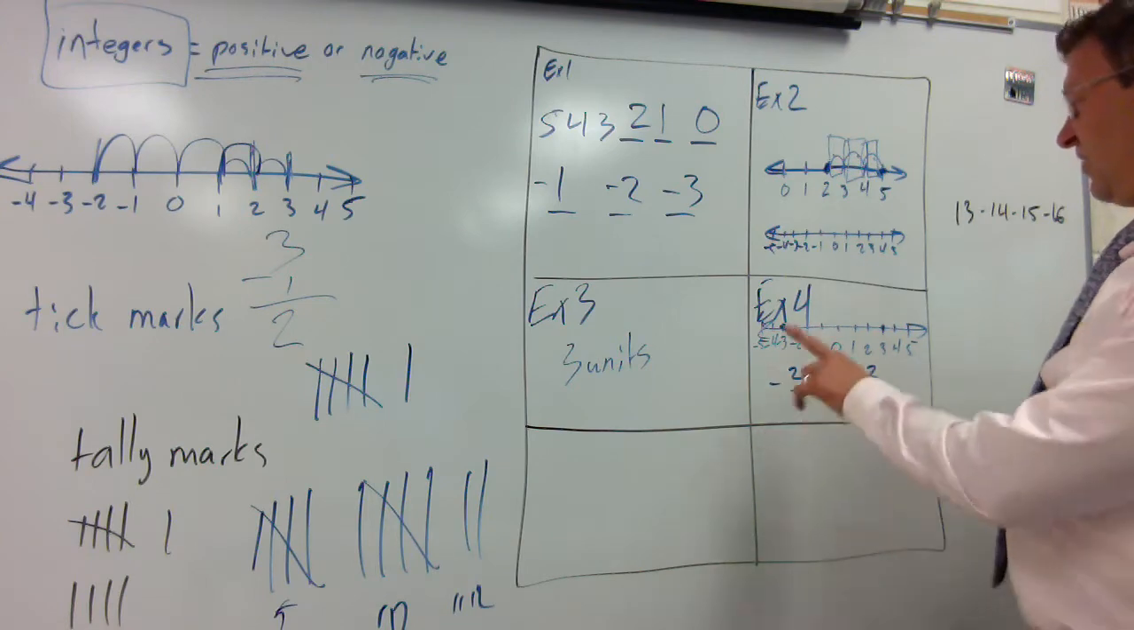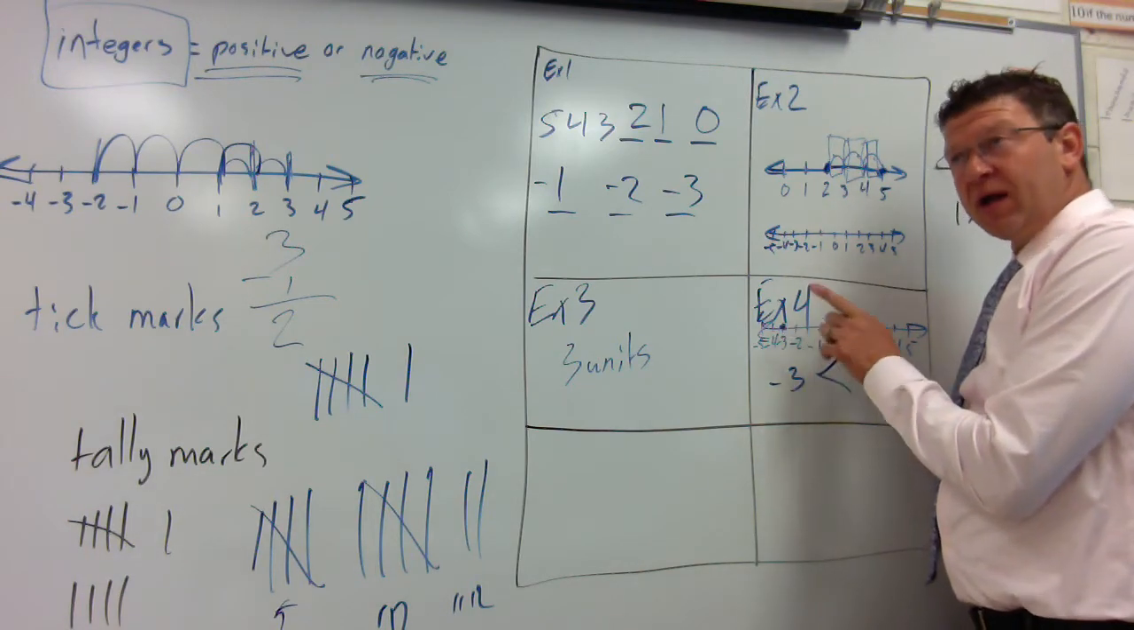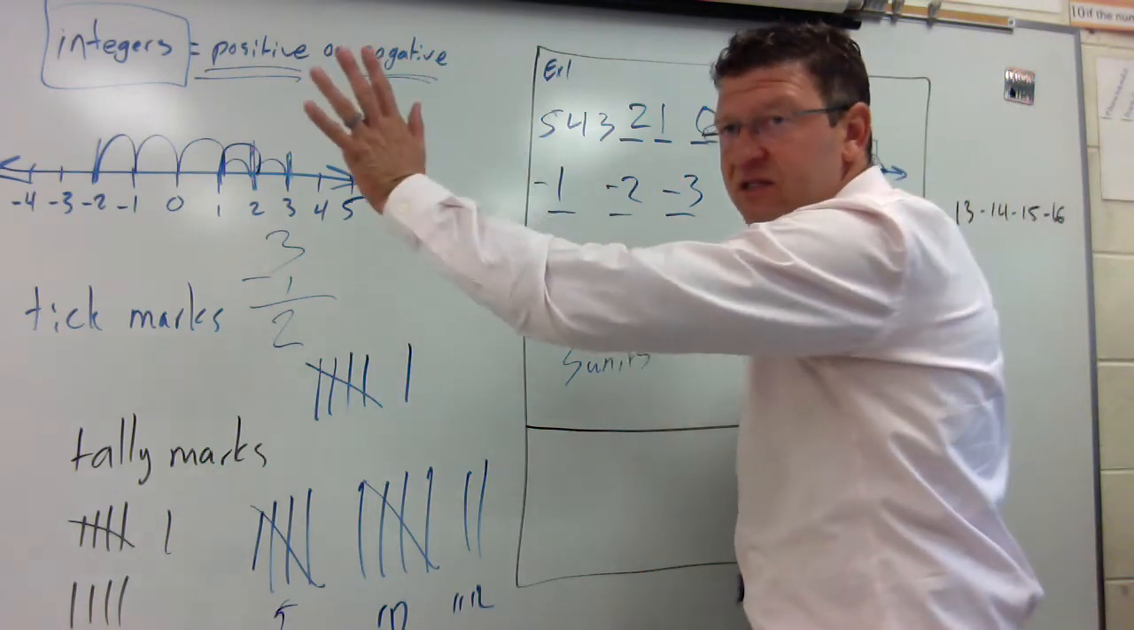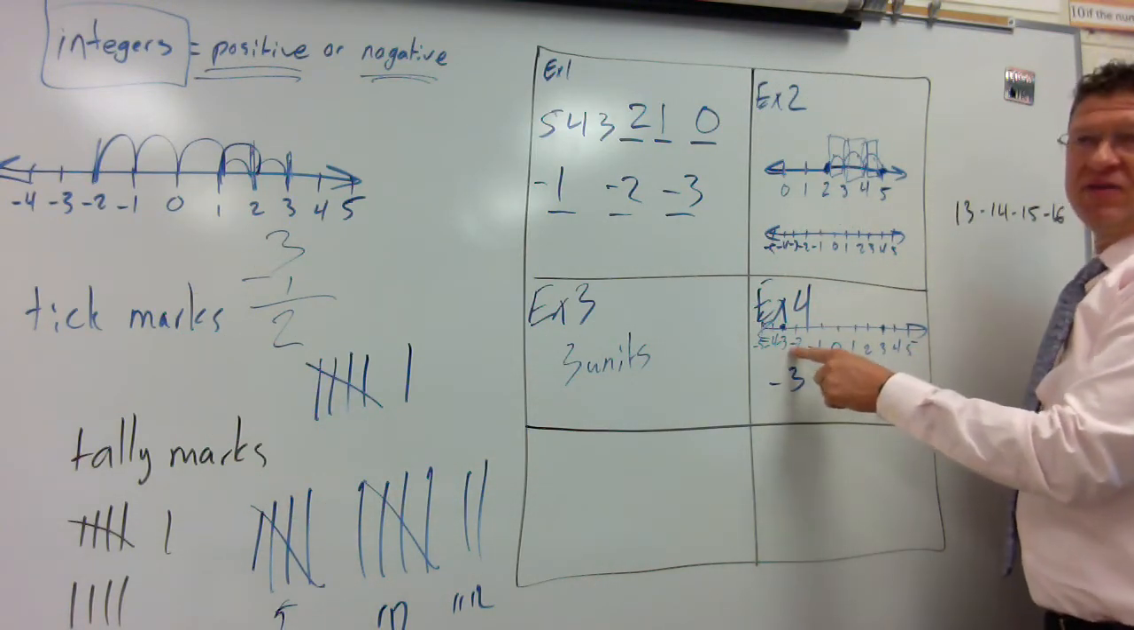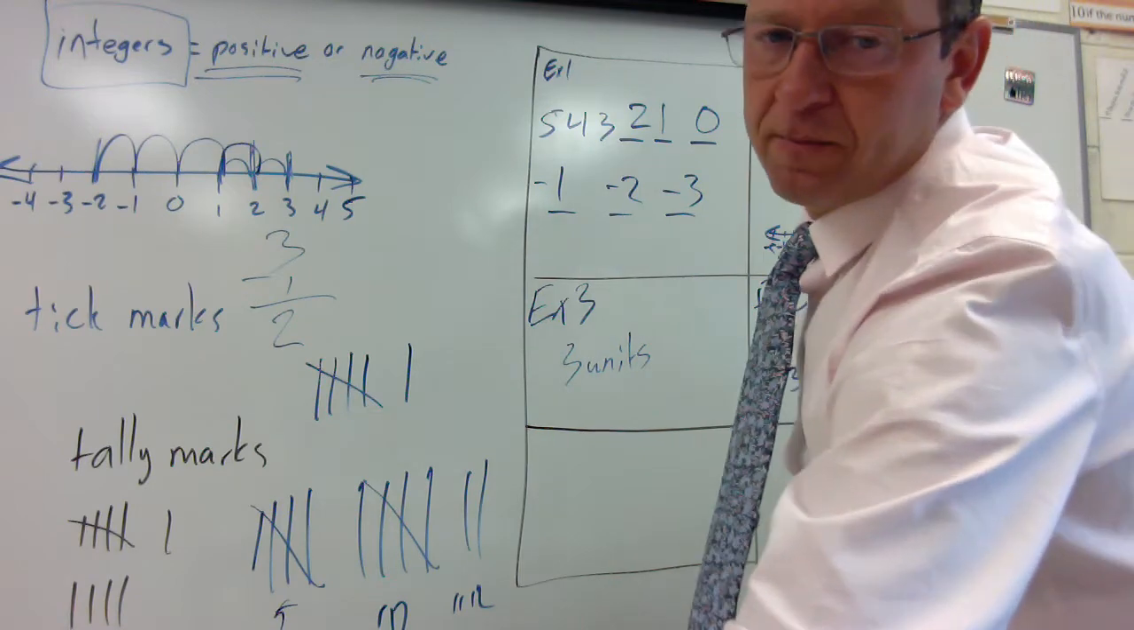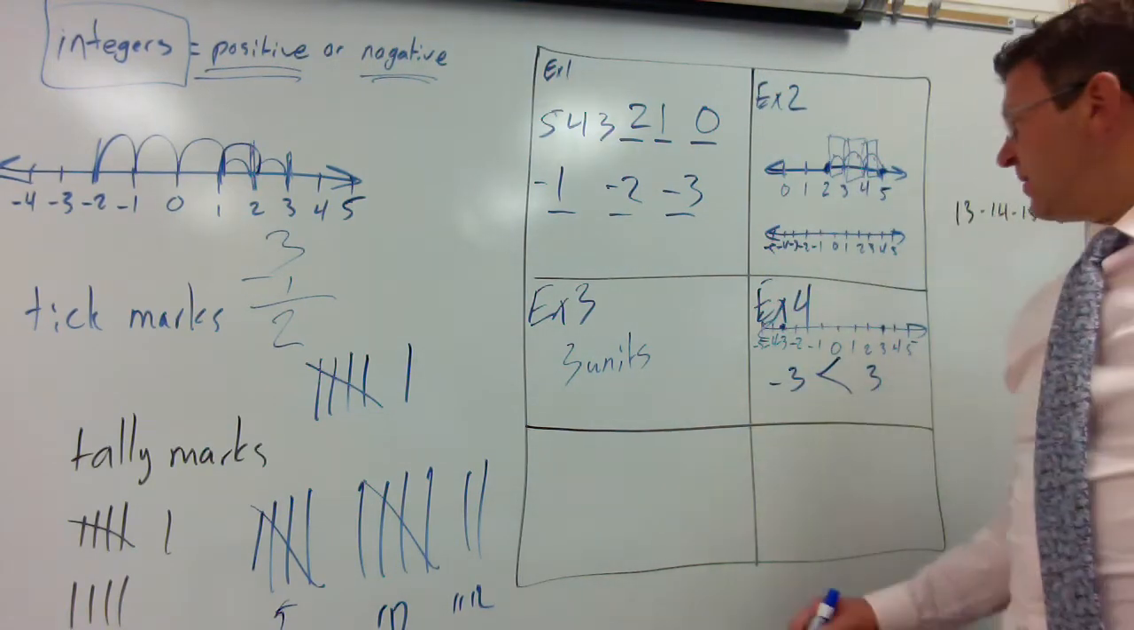It's farther to the left on our number line. Numbers farther to the left get smaller. So even though they have the same number, 3, a negative sign in front of it makes it much smaller. Okay? Negative 3 is less than 3.